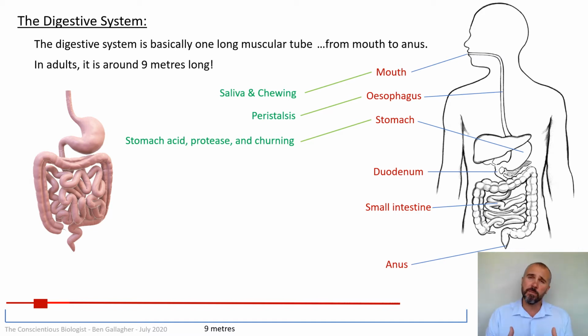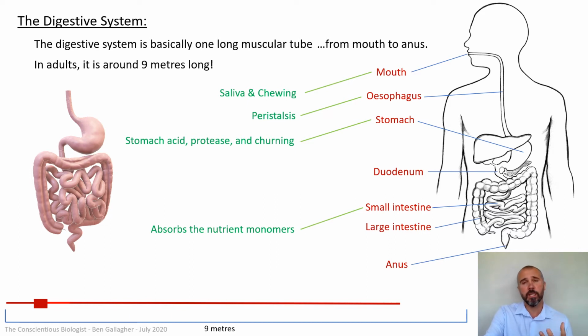But that's because it's in the small intestine that lots and lots of the very fine digestion happens. Loads of the enzymes are working. But it's also where you absorb the nutrient monomers. So you need a big long distance to give you the maximum amount of time to absorb the maximum amount of nutrition from your food. From the small intestine, we then go into the large intestine.